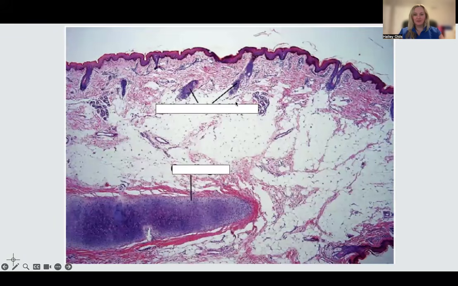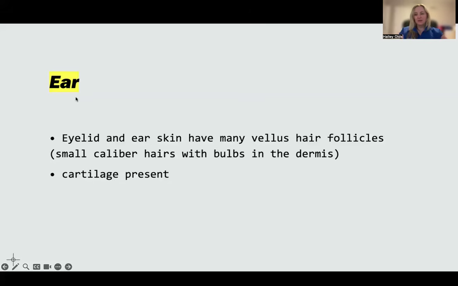Okay, what about this one? So the major clue here is what this structure here is that I'm circling. So that's very purple, and that is what cartilage looks like. You also see a lot of these little hairs and a lot of fat. So this is an ear. So ear biopsies are usually when we see cartilage, because the cartilage is relatively superficial and you see a lot of those little vellus hairs.